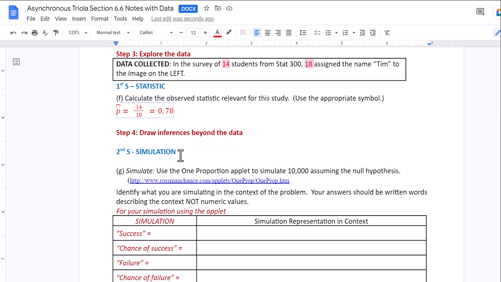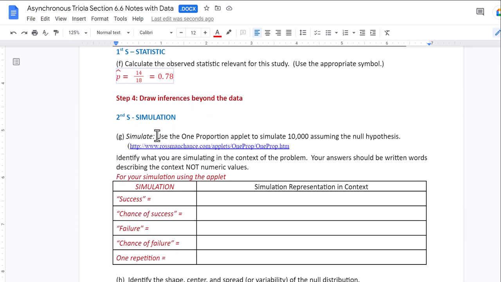And now we're going to do a simulation. We're going to use the one proportion applet to simulate 10,000 repetitions, assuming the null hypothesis. Anytime that we do any sort of hypothesis testing, we're always assuming that things are happening by chance, and we're trying to see the significance towards it or against it.